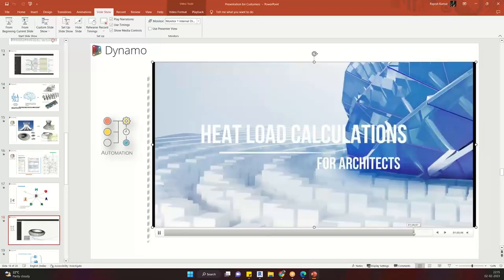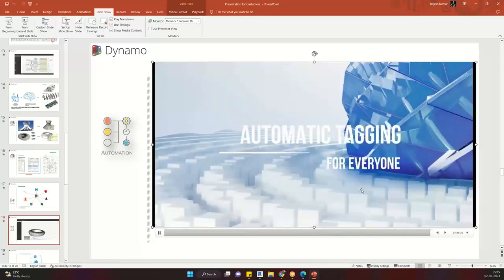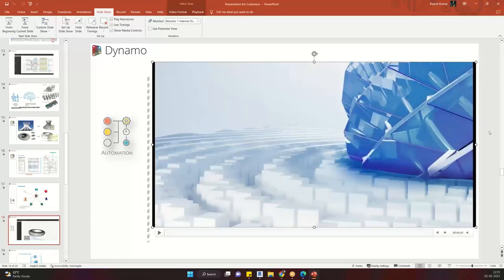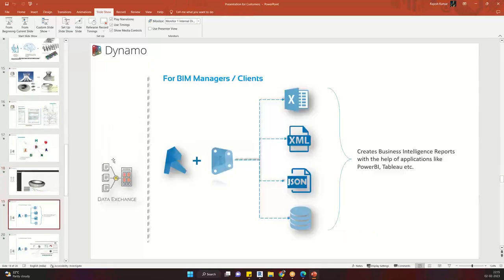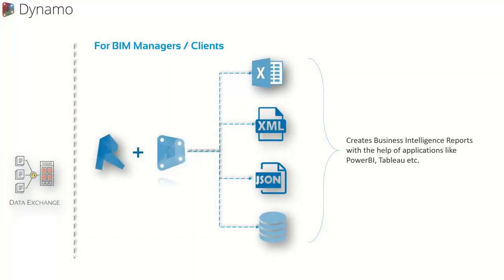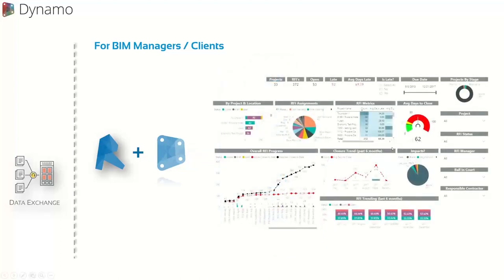So after sun analysis, heat load calculations, okay, drafting, sheet creation for everyone, automatic tagging for everyone. You can do what not, whatever you're doing in your daily routine, you can automate everything. Okay. So I'm not saying exactly you can do this, you can't do this, you can automate everything. Okay. So if you are a manager or a client, if you're handling a lot of documents, Dynamo can help you out to create some sort of business intelligence reports. I hope you are aware of Power BI, how it creates this kind of, instead of boring Excel documents. Okay. So you can create something.